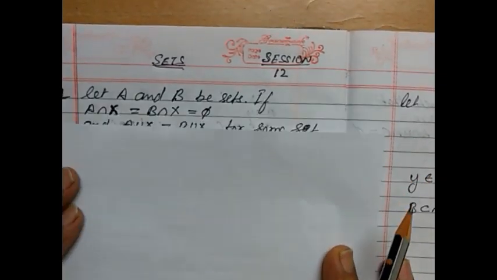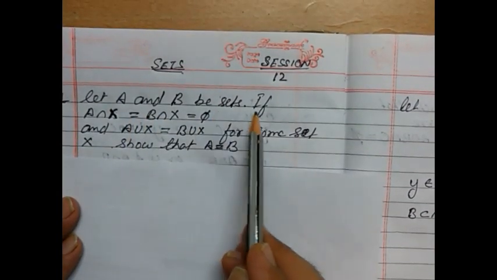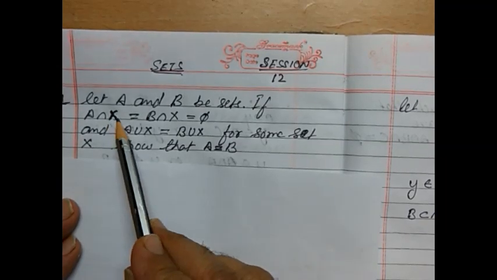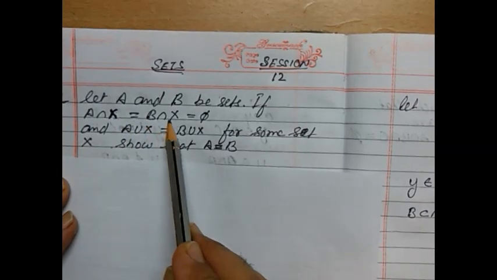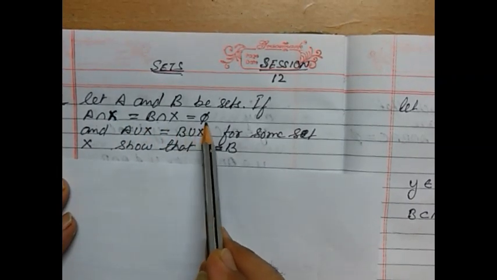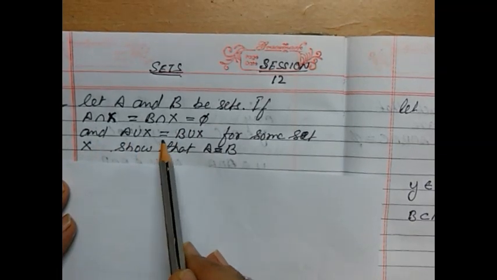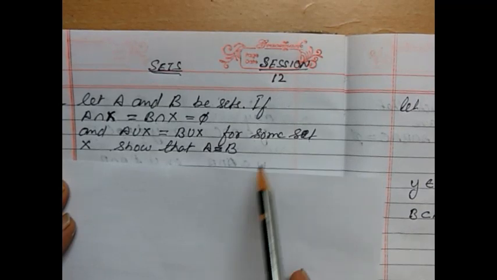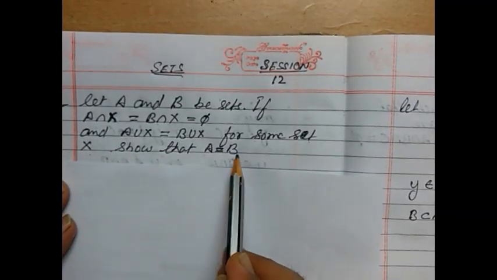In the 11th question, it says: let A and B be sets. If A intersection X, where X is a capital X, or a set, is equal to B intersection X is equal to the empty set, and A union X is equal to B union X for some set X, show that A is equal to B.